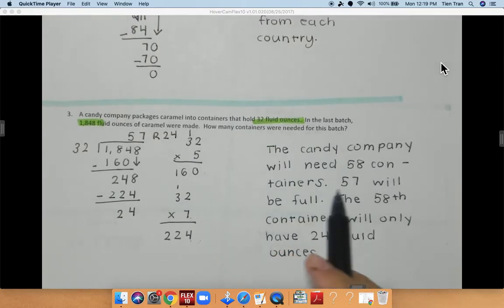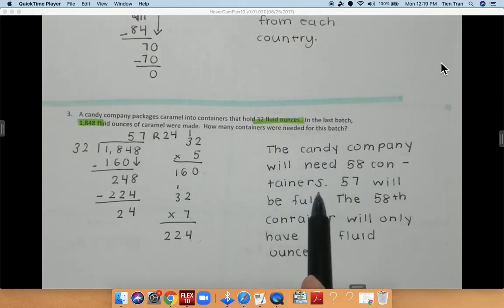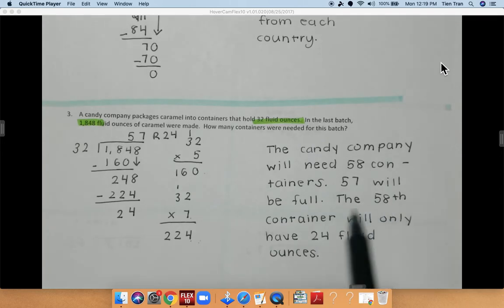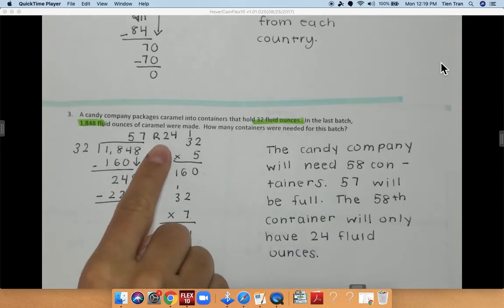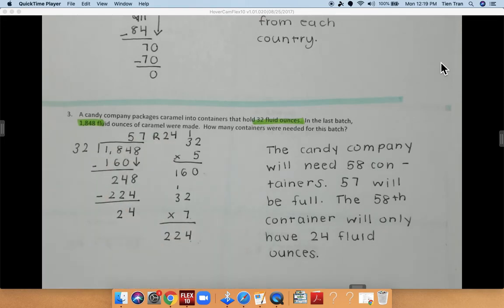Okay, so the candy company will need 58 containers. 57 will be full. The 58th container will only have 24 fluid ounces because that is our remainder. That's where I'm getting that number from.